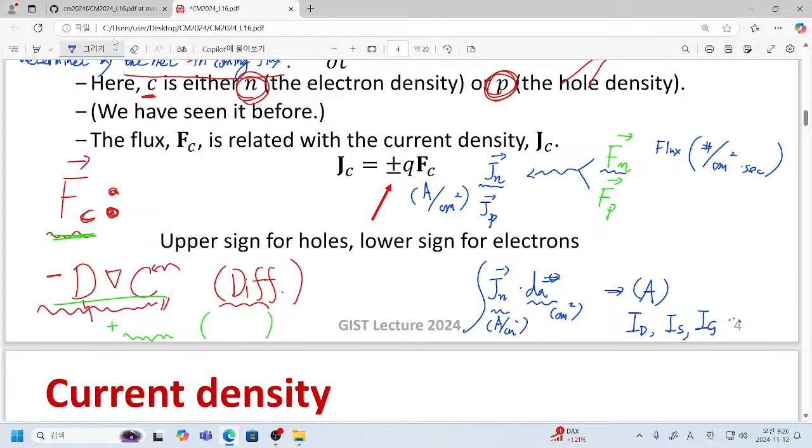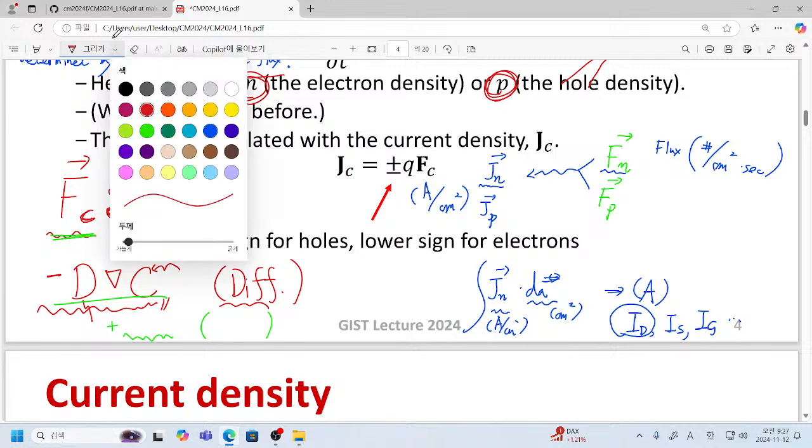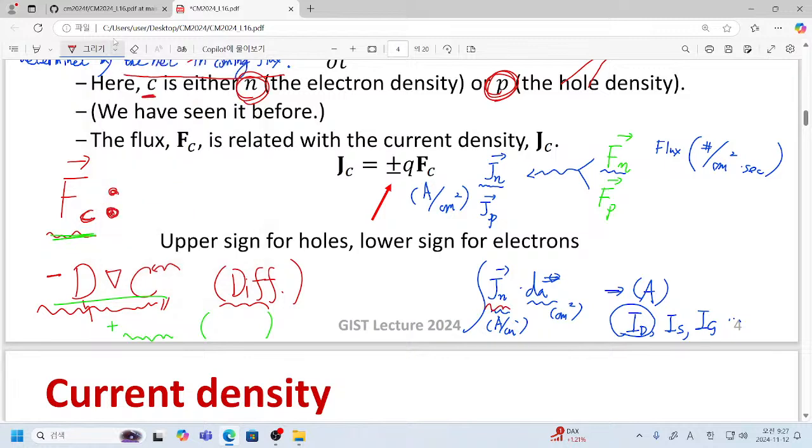So in order to calculate these, we ask ourselves this question. If we want to calculate the drain current, then we must integrate the current density over the drain contact. If we want to calculate the source current, then we must integrate the current density over the source contact. So we need these current density vectors. Then how can we calculate this current density?